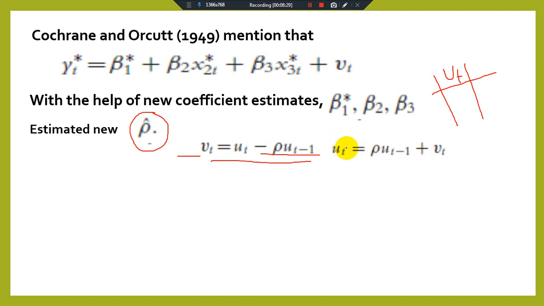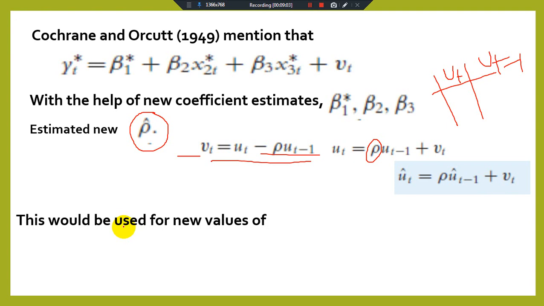Now with the dependent variable ut, we create another variable, that is the lagged value ut minus 1. With this dependent variable and independent variable ut minus 1, we can find the estimated rho. Okay, now we have ut hat is equal to rho ut hat minus 1 plus vt. vt is a white noise error term.